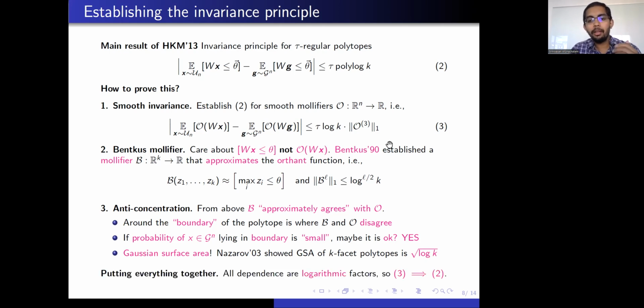And now if you put things together, the point is equation 3, the right-hand side is tau times polylog k. And if you just need anti-concentration to go from 3 to 2, all the dependence is now just on log k, and that's exactly how they established 2. So they have this beautiful Benkus modifier, and then they have this fantastic result on Gaussian surface area. If you put this together, we can show a smooth invariance principle and establish equation 2. So this is the main result of Harshad, Clemens and Mecca. And with several other techniques, they can actually get a pseudorandom generator for just regular polytopes.